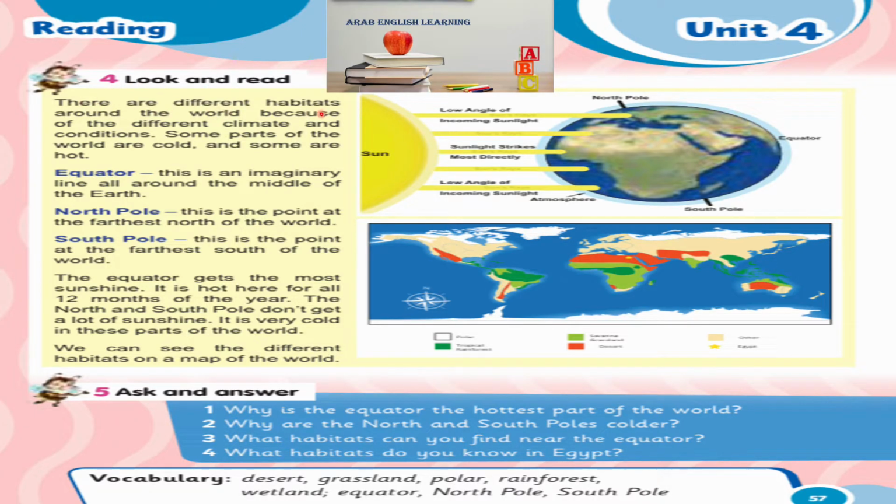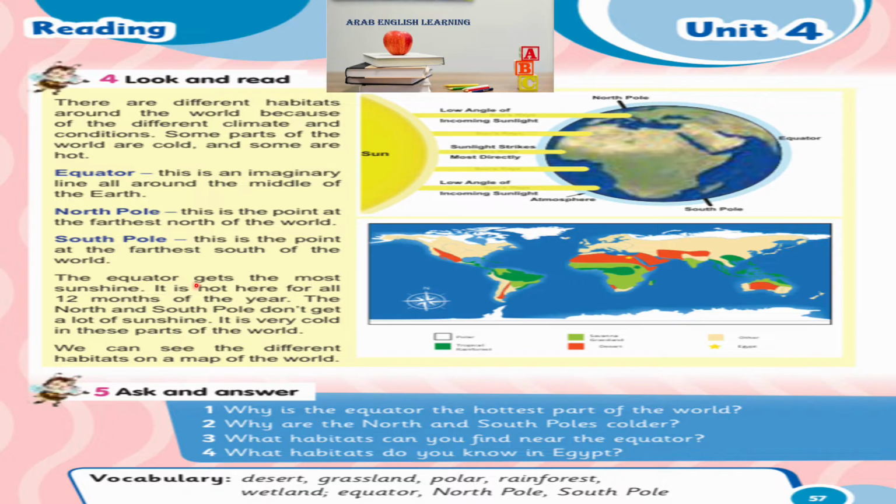There are different habitats around the world because of the different climate and conditions. Some parts of the world are cold and some are hot. Equator. This is an imaginary line all around the middle of the earth. North Pole. This is the point at the farthest north of the world. South Pole. This is the point at the farthest south of the world.